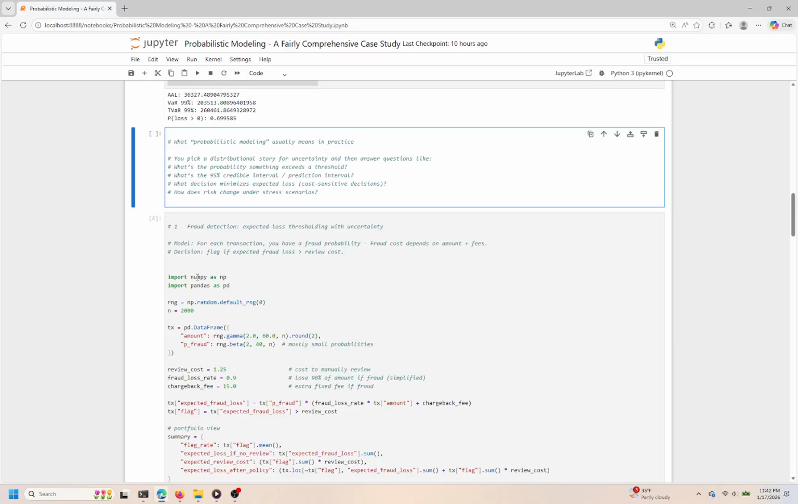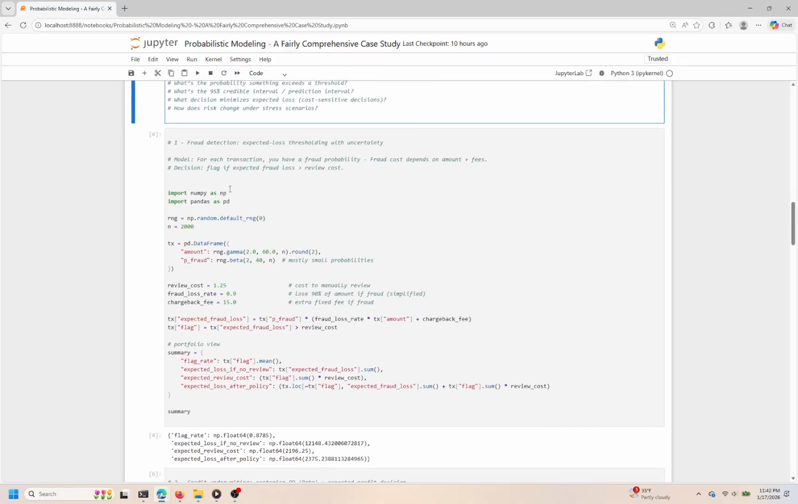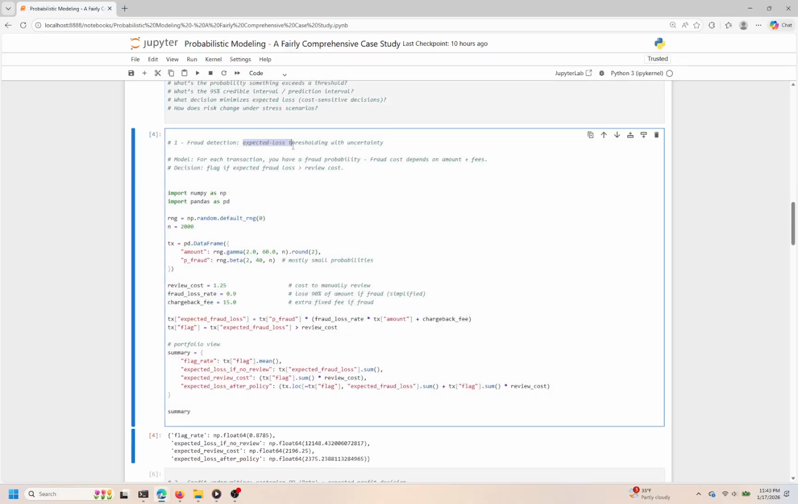Cell 6. In this cell, we're diving into a crucial aspect of fraud detection, specifically through analyzing expected losses against the costs of reviewing transactions. The goal here is to decide whether a transaction should be flagged for manual review, based on its expected fraud loss in relation to the cost incurred for that review. This decision-making process plays a pivotal role in managing resources effectively while minimizing potential losses.